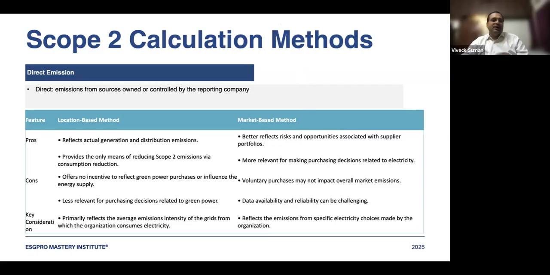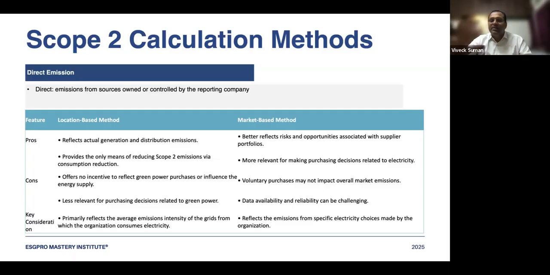Anshika left. Okay, good. So now there are two methods: the location-based method for scope 2 calculation and the market-based method. There are some benefits of both methods, so you can select based on which benefits work in your favor. The first benefit of the location-based method is it reflects actual generation and distribution of energy. If you do location-based, that's why people recommend you to use the recent CEA data, which is an Indian authority. It provides you location-based data.